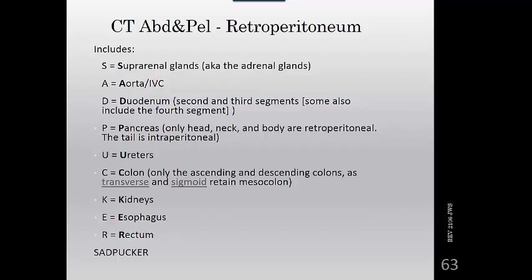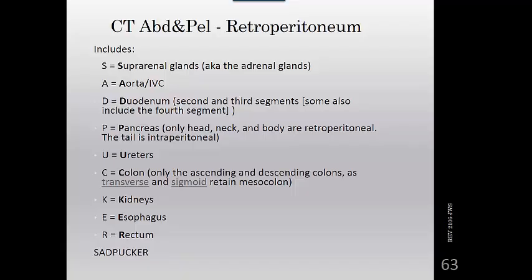Organs and structures that are included in the retroperitoneum can be remembered using this acronym, SAD-PUCKER. The S stands for the suprarenal glands, or the adrenal glands. A is aorta and IVC. D is duodenum, which is the second and third segments. Some also include the fourth segment, but the second and third segments of the duodenum are retroperitoneal for sure. P is for pancreas. Only the head, neck, and body are retroperitoneal. The tail is actually intraperitoneal.